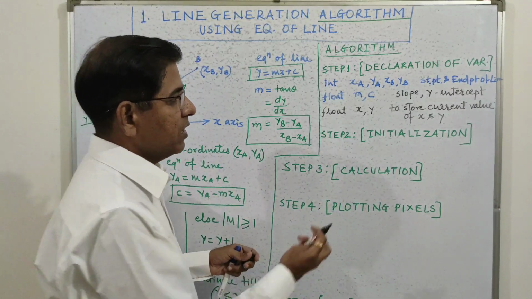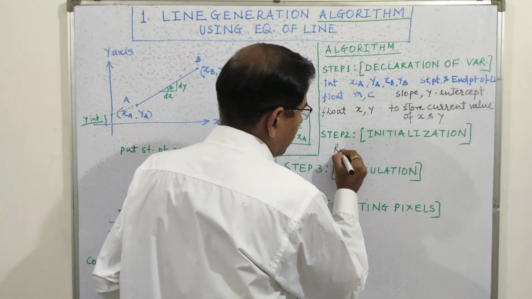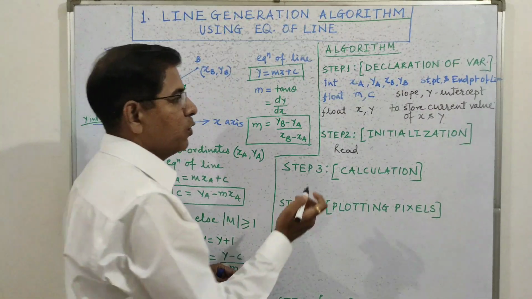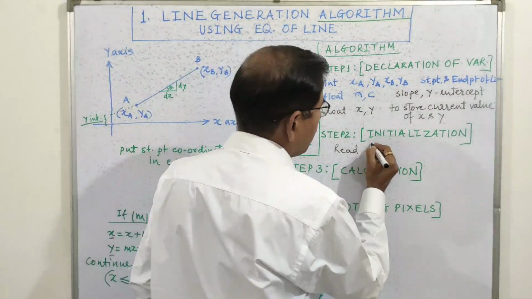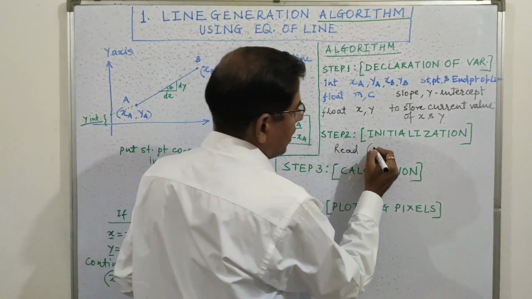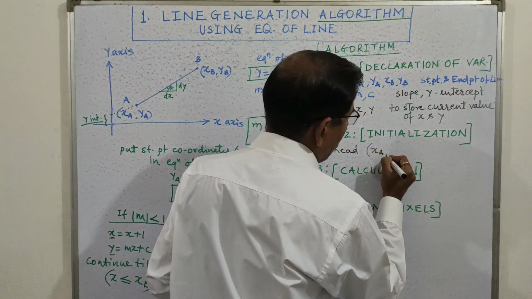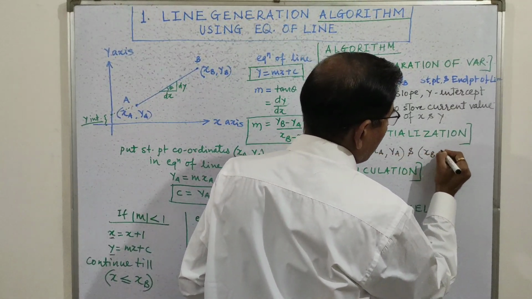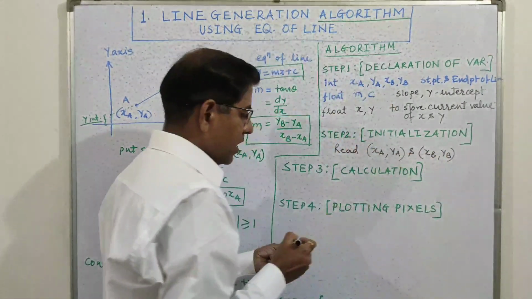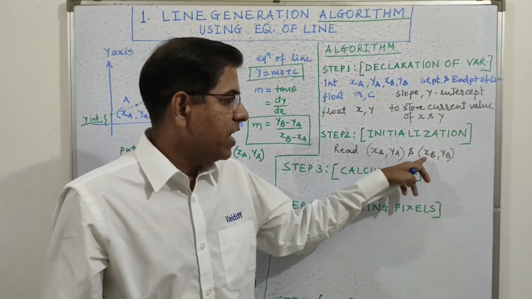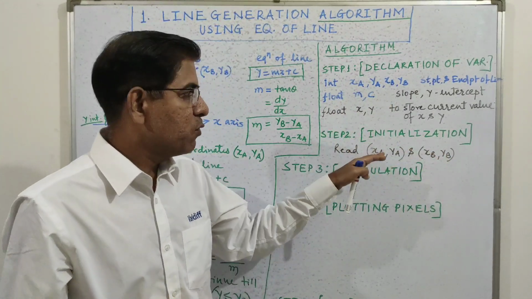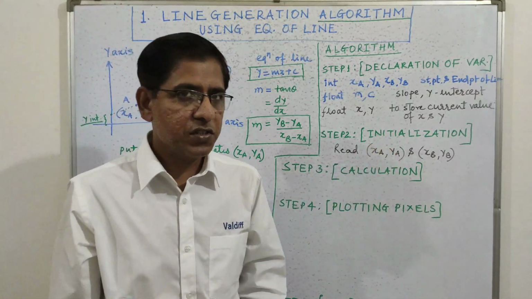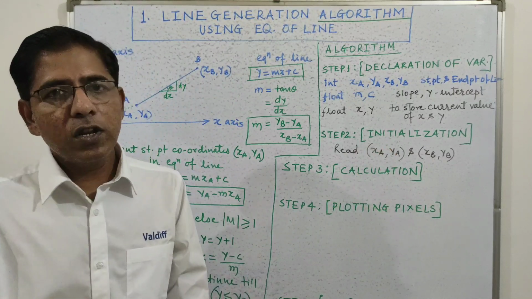So in initialization step, we call all the variables which are essential to draw that particular entity. So to draw a line, we require the start point and end point coordinates. So here we call the start point and end point coordinates, and the syntax is read XA, YA and XB, YB. So these are the four variables XA, YA, XB, YB which are required to draw a line. So we call it from the user side. That is initialization step. Then the third is calculation step.